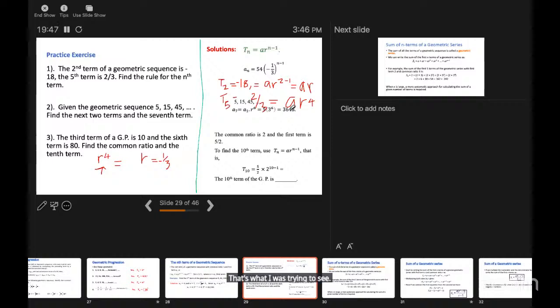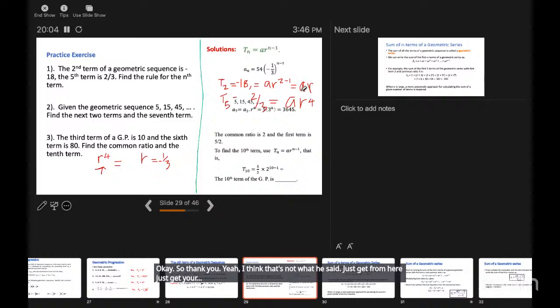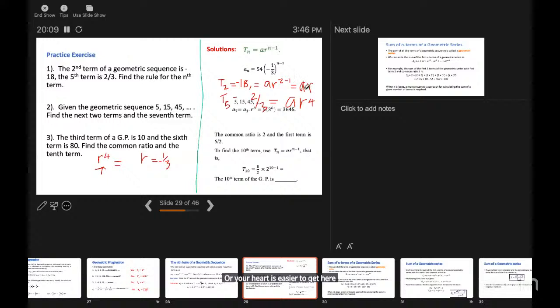Okay, so that is also very good. Thank you. I think you understand what he said. Just get your A, it is easier to get here in terms of 18 and R, then substitute into this equation. But the question is, you want to find the general formula, Tn. Definitely, so you put that and you get your answer.